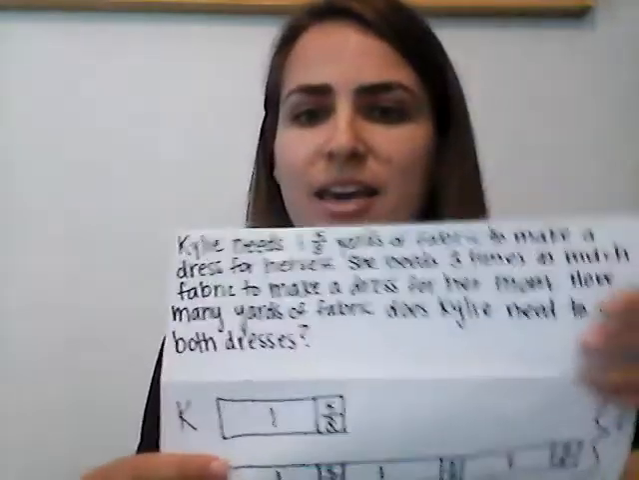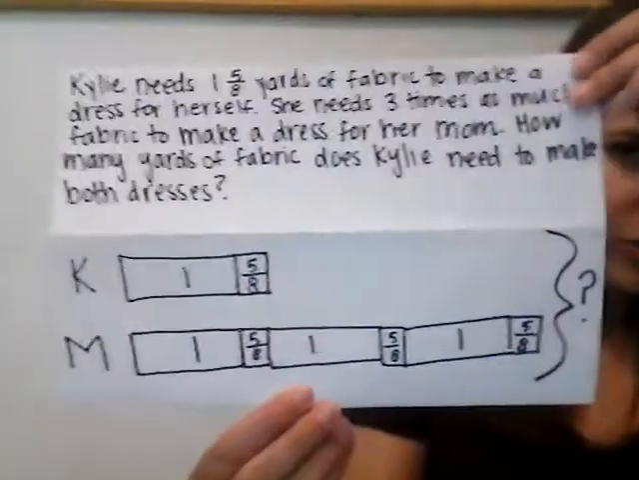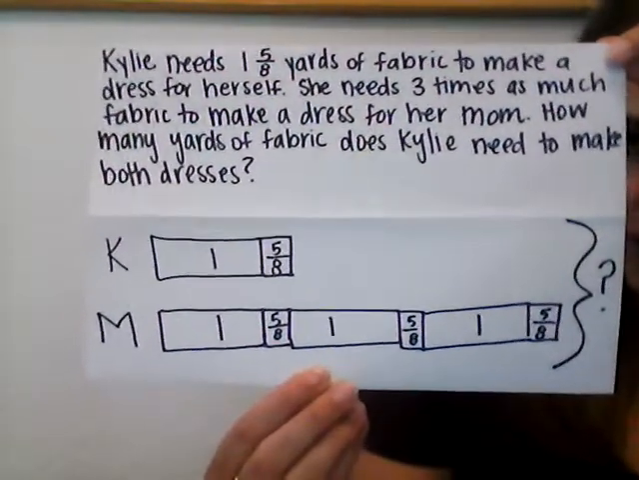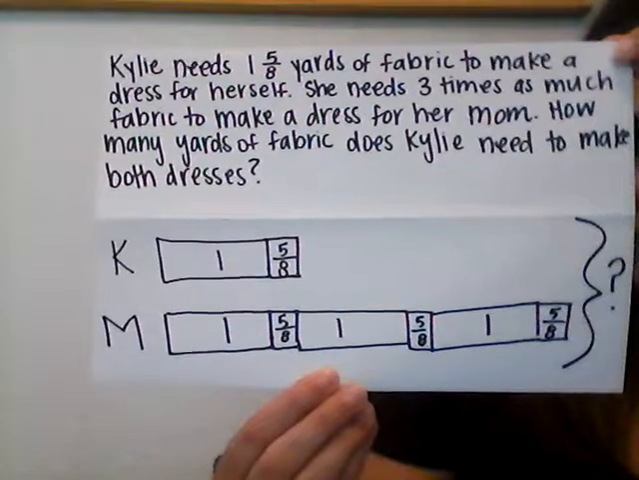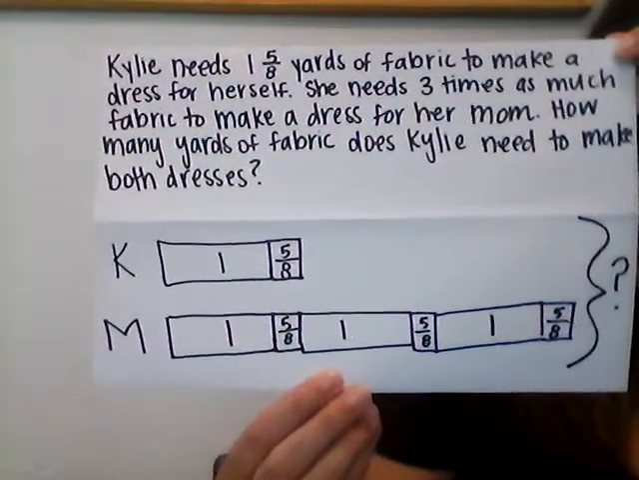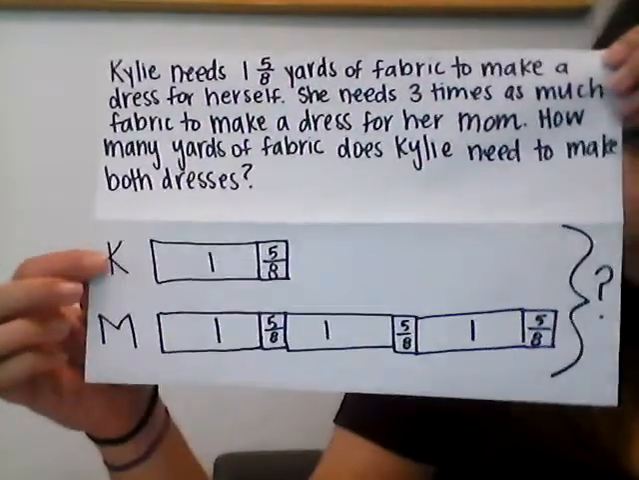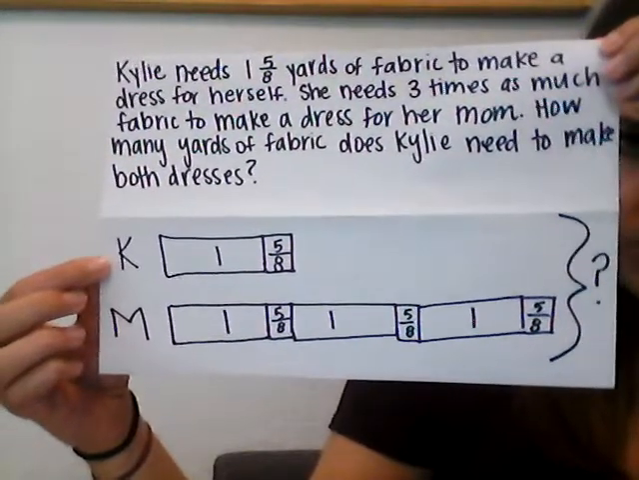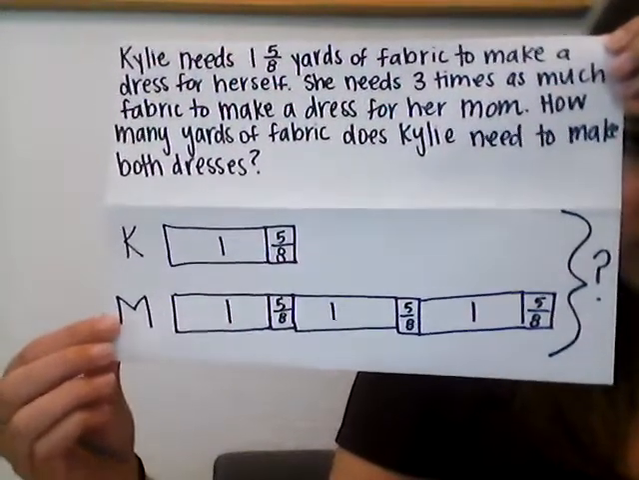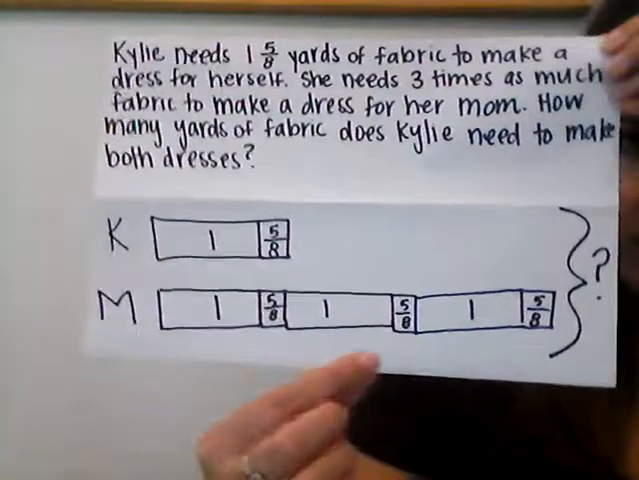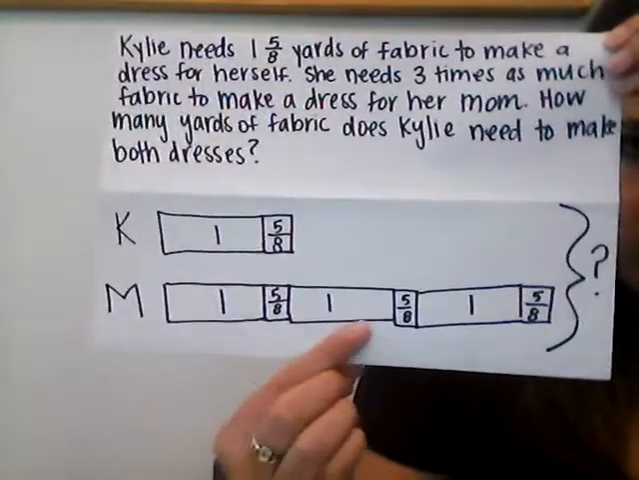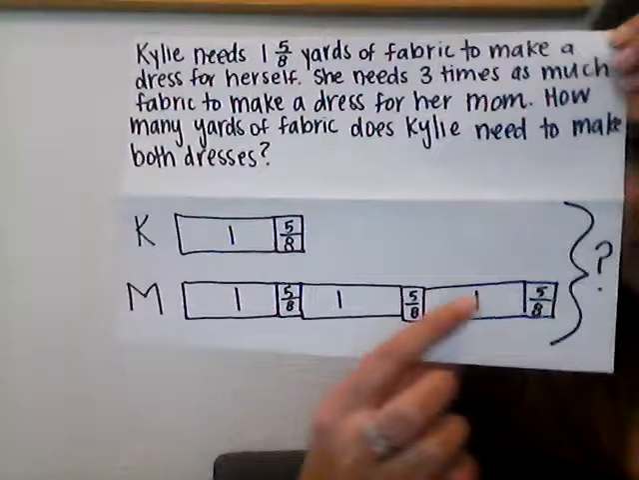All right, so here's the visual model that I drew. I chose to draw a tape diagram. I knew that Kylie needed 1 5/8 yards of fabric for herself, so that's why I drew a tape diagram to represent Kylie. And then I knew that her mom needed 3 times as much fabric for her dress. So I drew 1 5/8 three times together in one tape diagram.